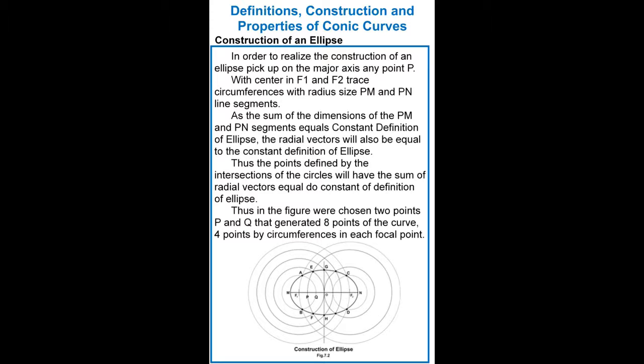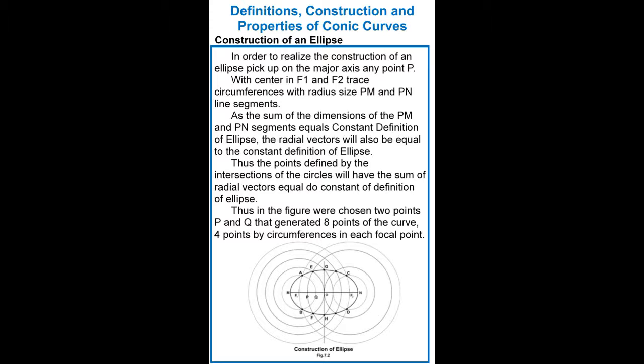Since the sum of the dimensions of the segments PM and PN is equal to the constant of definition of the ellipse C, the sum of the radius vectors will also be equal to the definition constant C. Thus, the point defined by the intersection of the circles will have the sum of the radius vectors equal to the definition constant C. Thus, in figure 7.2, 2 points P and Q were selected and their respective circumferences were drawn according to the explanation above.